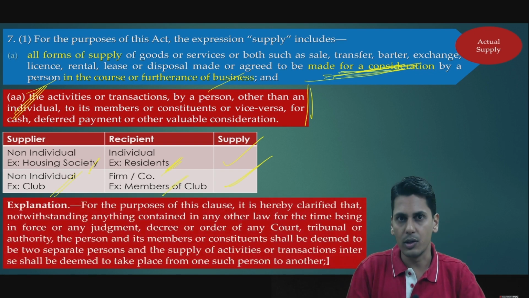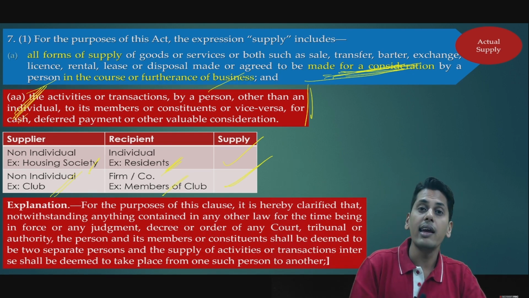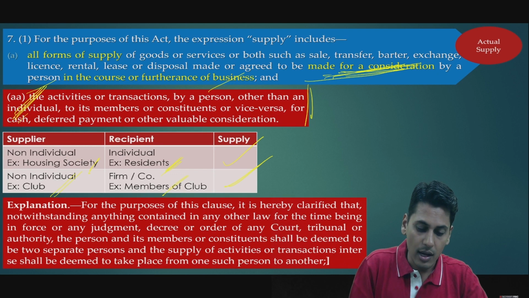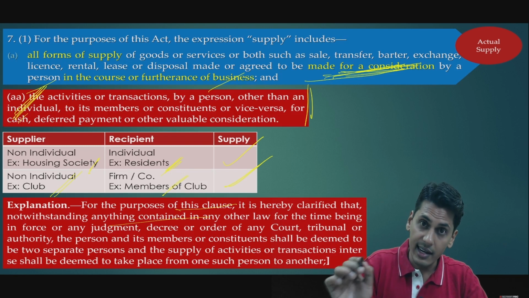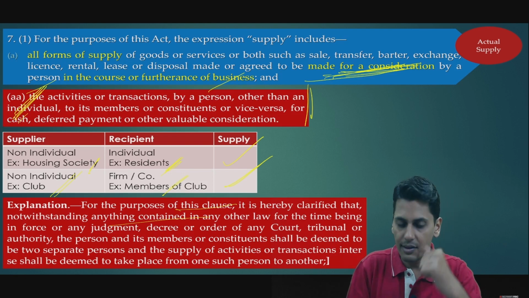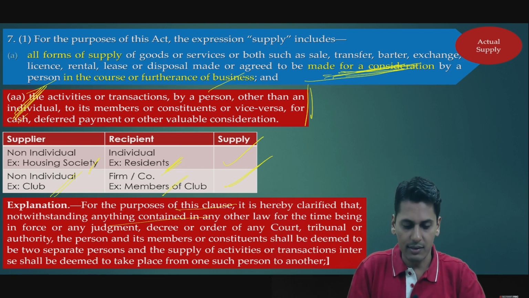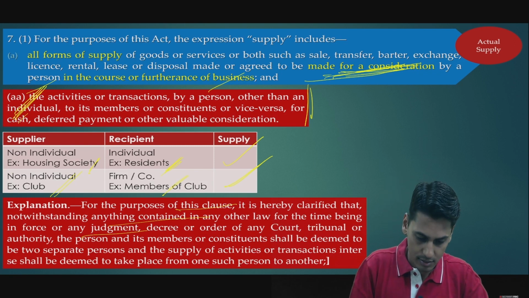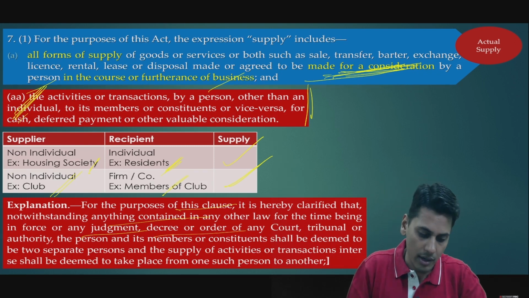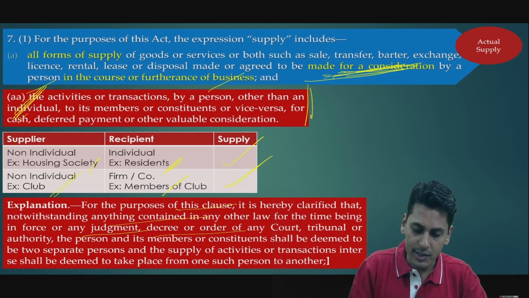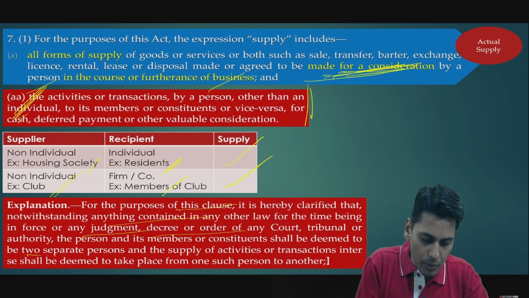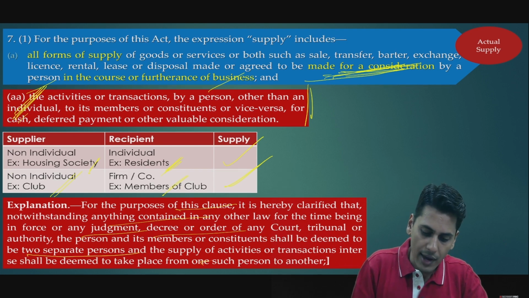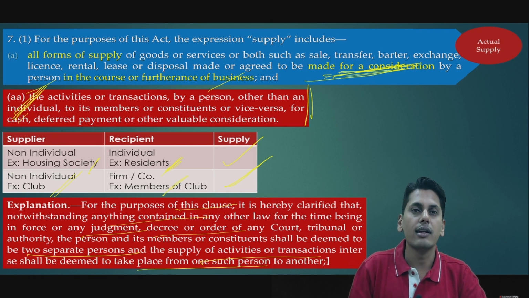There is an explanation which is introduced. Particularly for 7(1AA), there is an explanation which states that for the purposes of this clause, it is hereby clarified that notwithstanding anything contained in any other law for the time being in force, you can read this as service tax law, or any judgment, you can say the Calcutta Club's case, decree or order of any court, tribunal or authority, the person and its members or constituents shall be deemed to be two separate persons, and the supply of activities or transactions inter se shall be deemed to take place from one such person to another person.